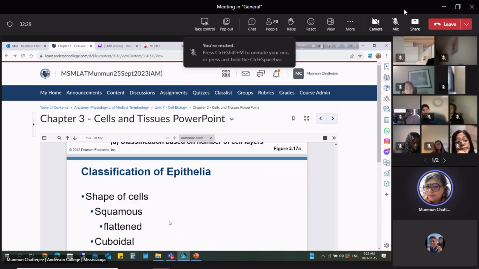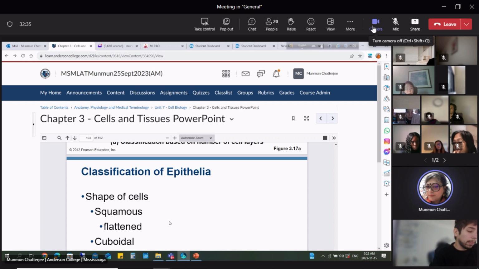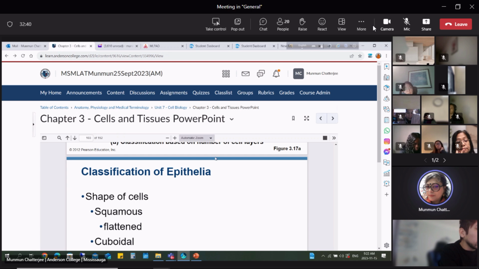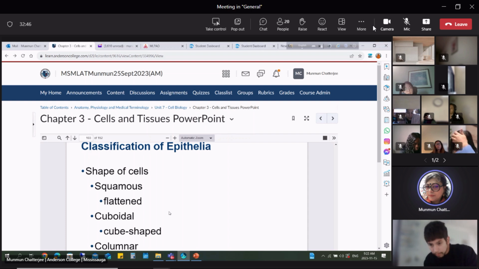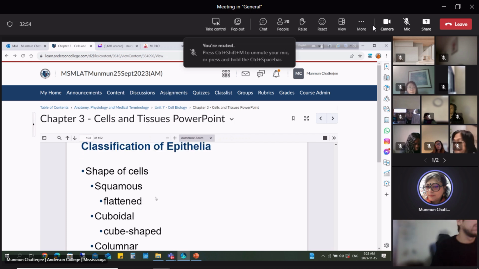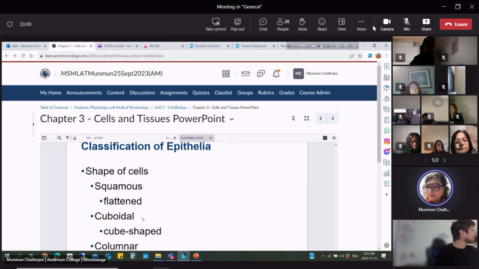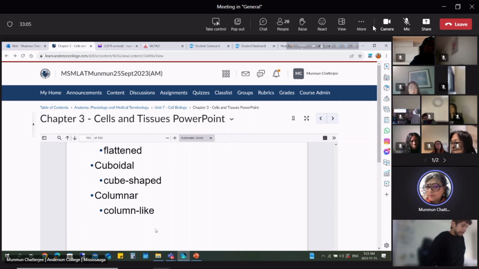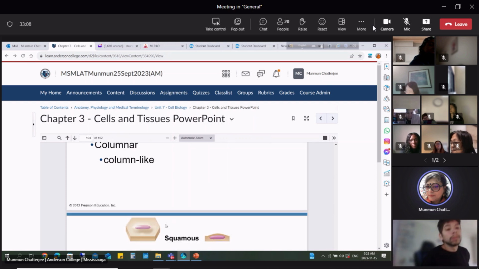Now we have talked about the layers, how many layers it has. Now how they look. Shape of the cells means how they look. There are a couple of different shapes the epithelial cells can get. So what are the shapes? Squamous, cuboidal, columnar. From the name we can understand squamous means flat, a flat type cell. Cuboidal means it's a cube shaped cell, and columnar is like a column, a lengthy one. That is called the columnar cells.